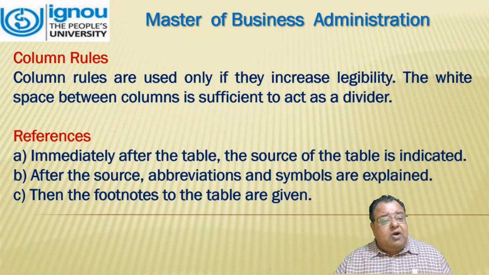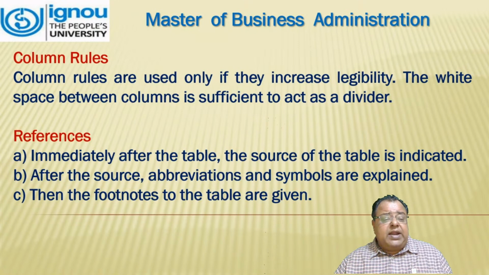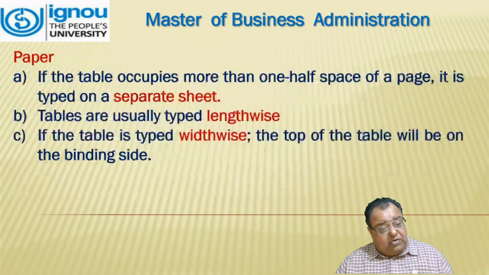Column rules. Column rules are used only if they increase legibility. The white space between columns is sufficient to act as a divider. References. Immediately after the table, the source of the table is indicated. After the sources, abbreviations and symbols are explained. Then the footnotes to the table are given. This is a sequence which has to be followed.